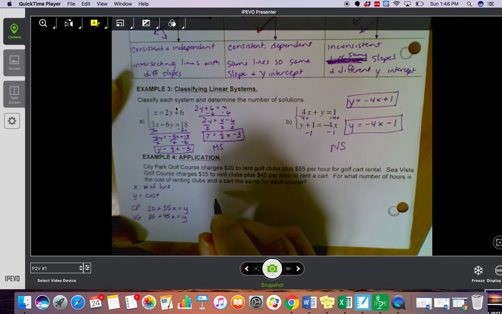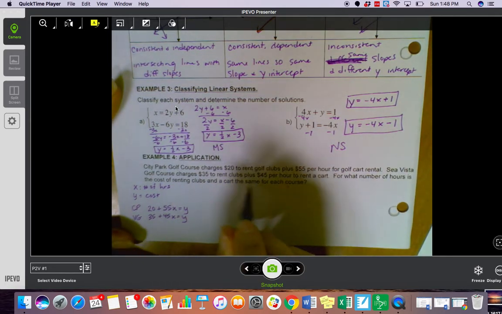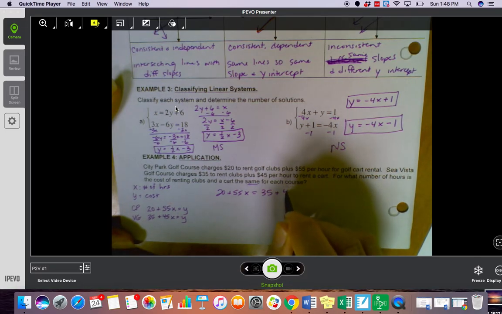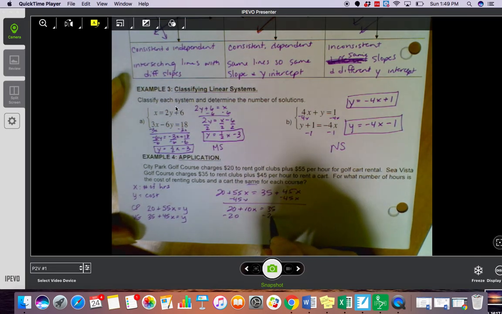So what I'm going to do is set them equal to each other to see for what number of hours the cost of renting clubs and the cart is the same. So that's why I'm setting them equal to each other. So 20 plus 55x equals 35 plus 45x. So I'm going to subtract 45x on both sides. So 20 plus 10x equals 35. I subtract 20 on the side.